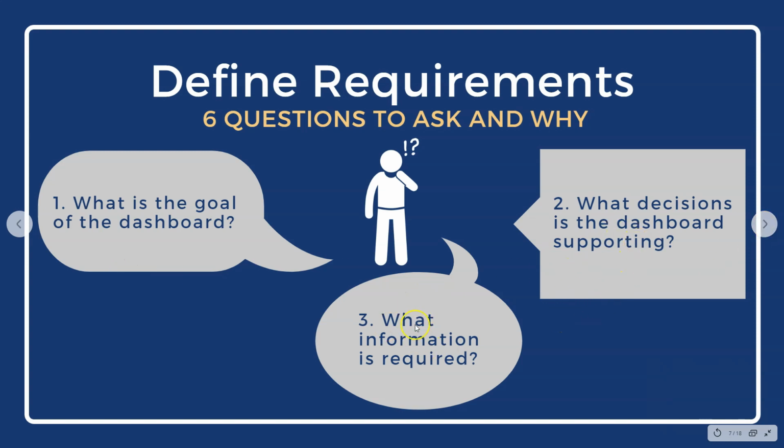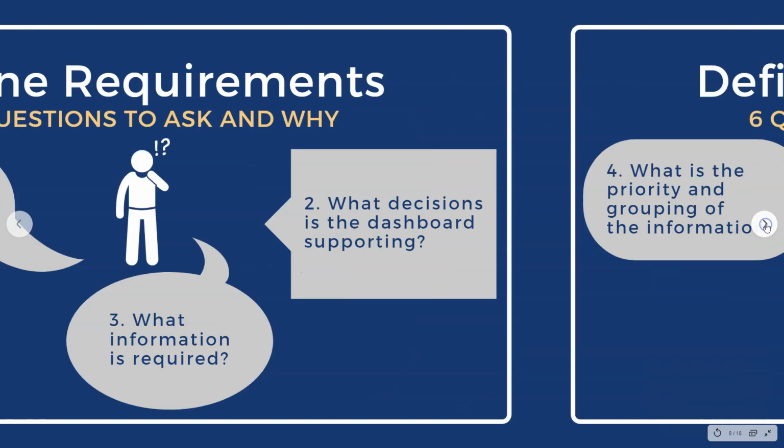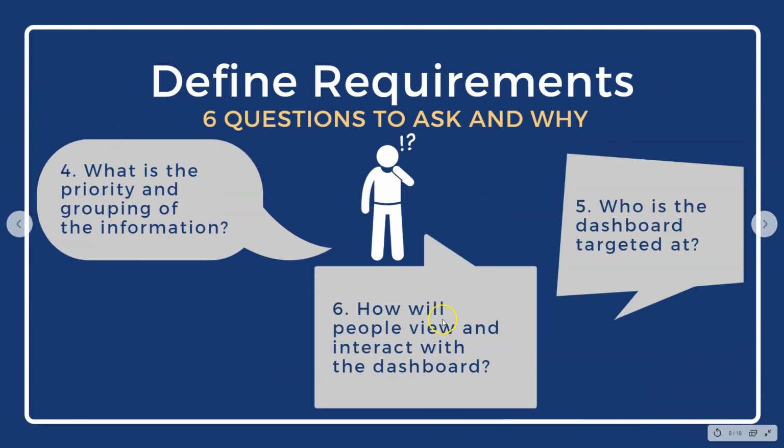So typically it'll be some sort of data from a database somewhere, but you might need additional data as well from multiple sources. Question 4. What is the priority and grouping of the information? So once you've understood what information you need, it's quite a useful exercise to classify that information and say, okay, what is the most important information and what's second, what's third, or whatever.